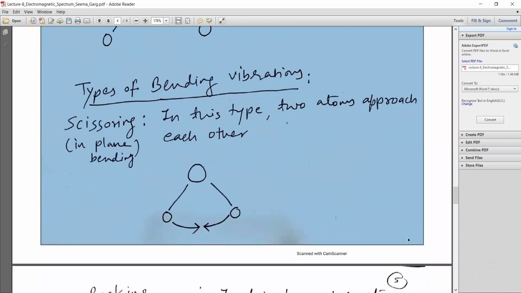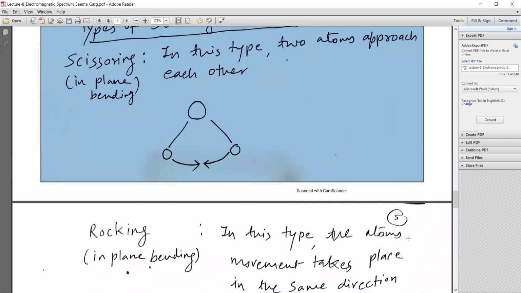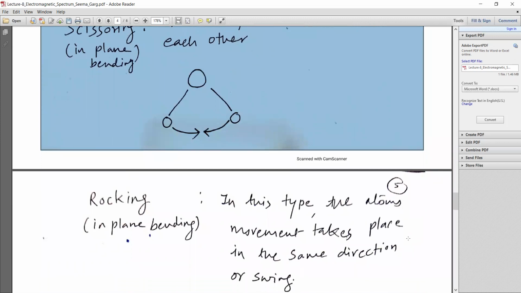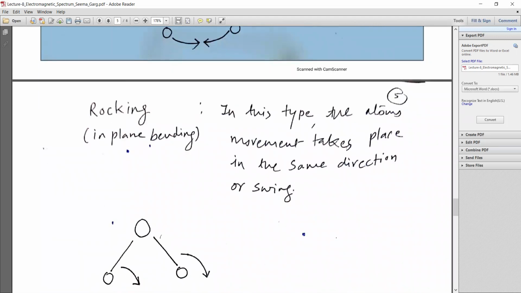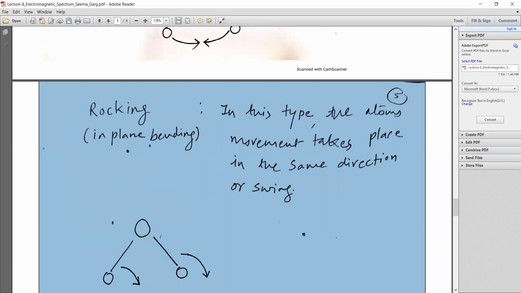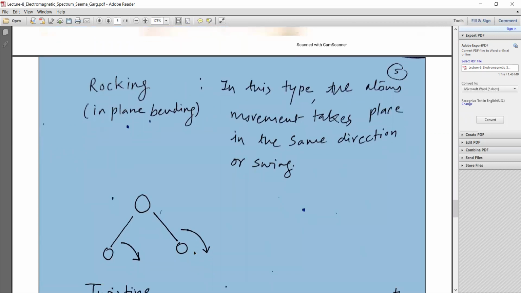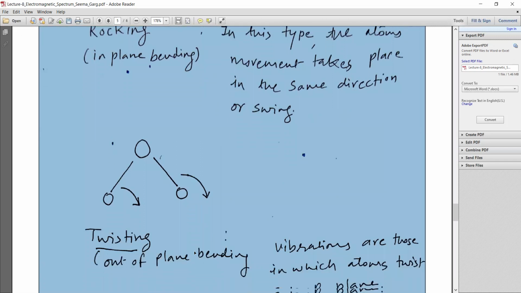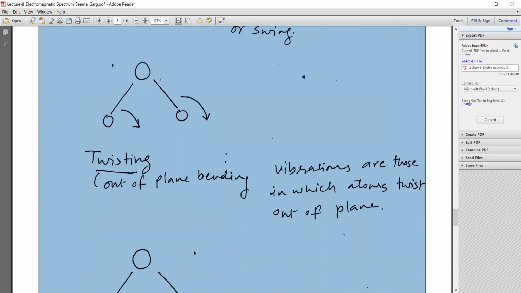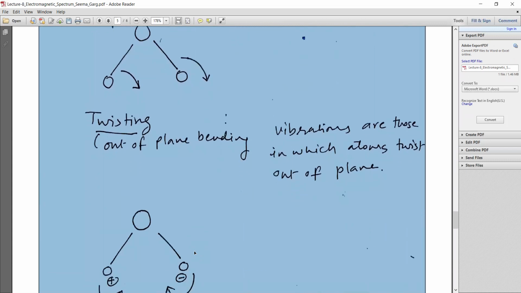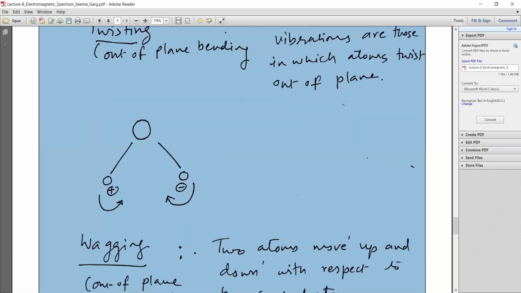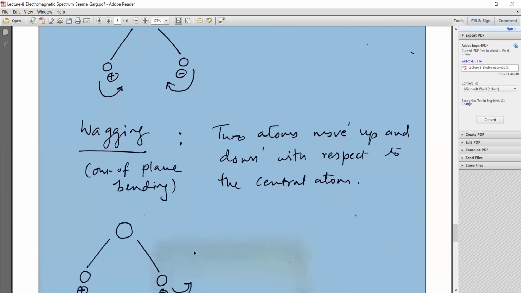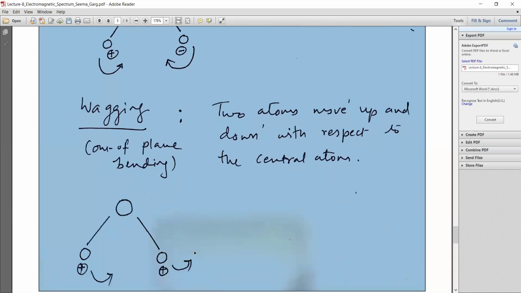Then types of bending vibration. Scissoring: in this type, two atoms approach each other in plane bending. Rocking: in this type, the atoms' movement takes place in the same direction or swings in plane. Twisting: out of plane bending vibrations are those in which atoms twist out of plane. Wagging: two atoms move up and down with respect to the central atom.